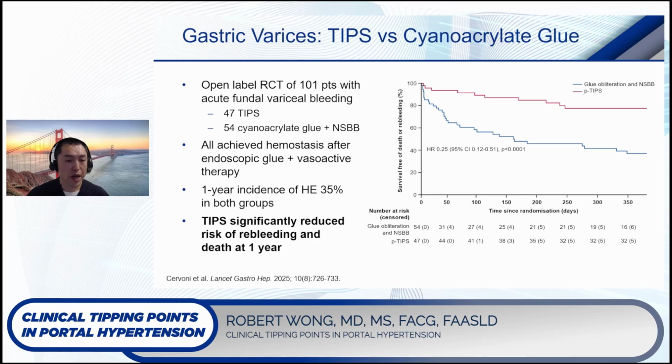One-year incidence of hepatic encephalopathy was similar in both groups. But the key here, which is illustrated in the figure on the right, is that those that underwent TIPS had significantly better survival. And you can see the red line represents those that were randomized to TIPS, and the blue line were those that underwent repeated cyanoacrylate gluing.